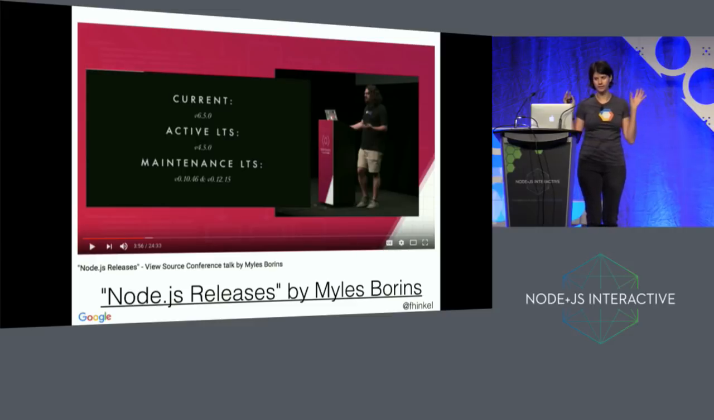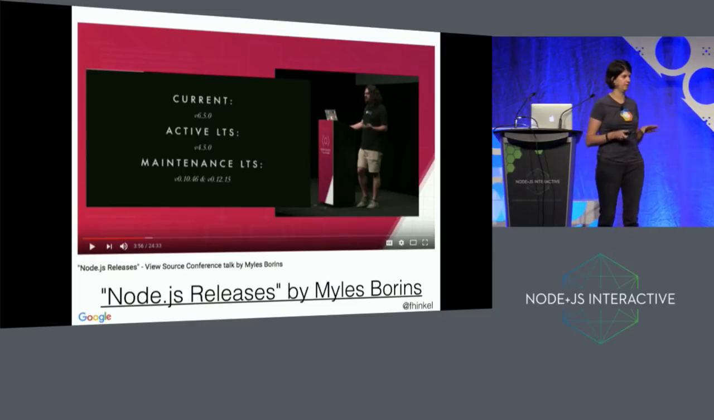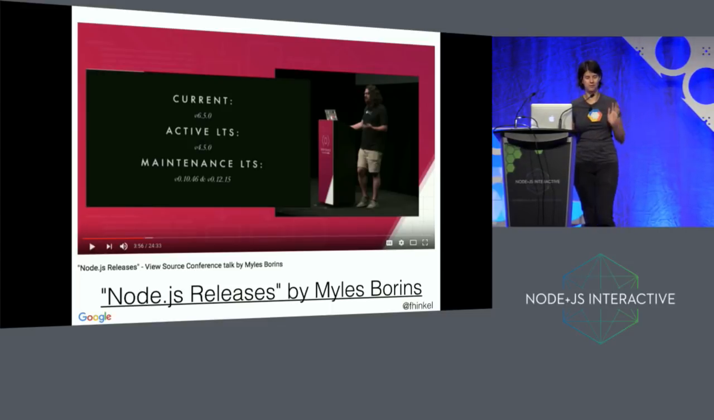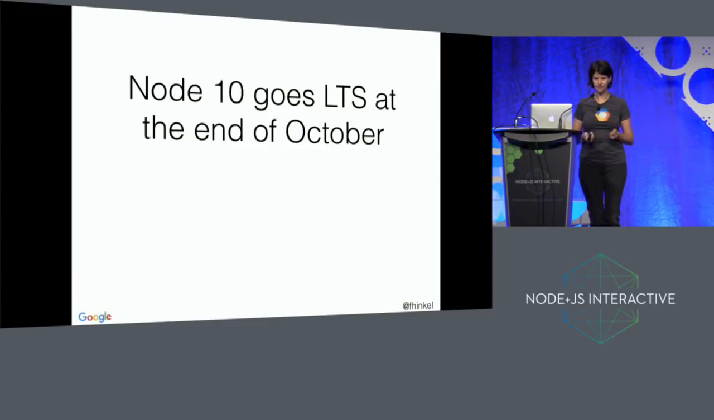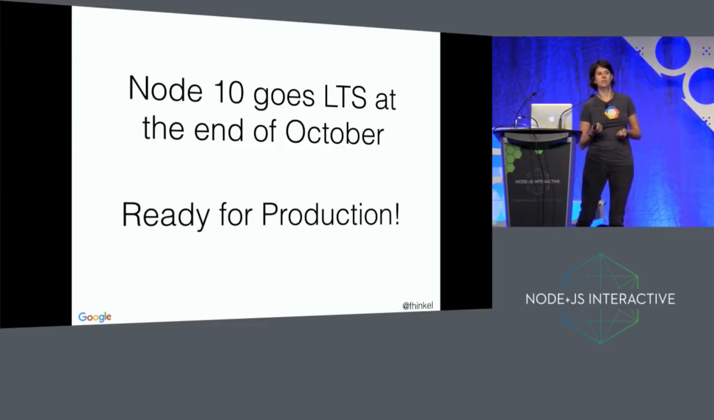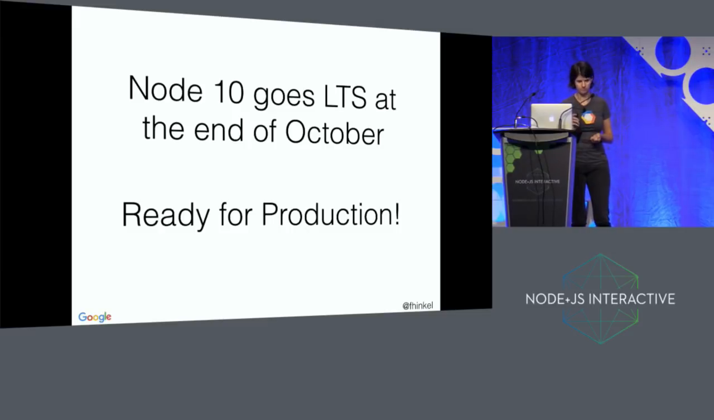And if you want all the nitty-gritty details of how Node.js does releases, there's a talk from my coworker, Myles Borins, that gives you lots of details. All right. So as I just mentioned, Node 10 goes LTS at the end of October. So this is what you can use in production very soon.